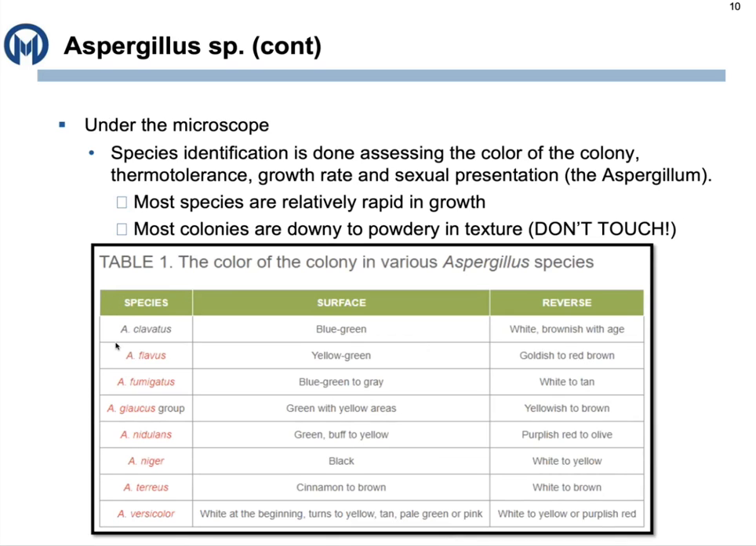Under the microscope, if you go to the micro lab, there's a lot of different descriptors. So for example, Aspergillus versicolor, which is the bottom one on the chart, versicolor, different colors. You can see at the beginning it's yellow, then tan, green, or pink. You have these different colors, and then when you turn the plate over, it has a different set of colors. And please be aware, these are the ones that are in shrink wrap, because you should never be snorting any of these fungal plates. It's very unsafe. And obviously you don't touch them either.